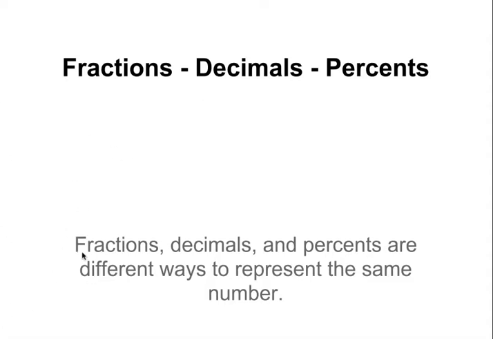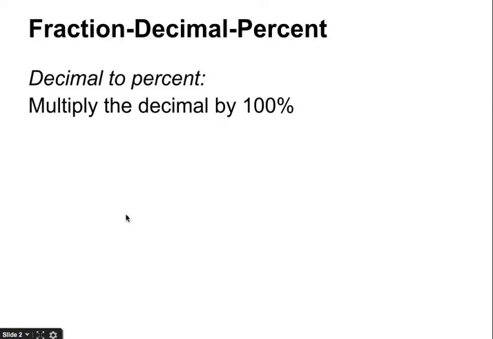Okay, so let's start. The first thing we want to talk about is how we're going to turn a decimal into a percent. The main thing we're going to do is multiply the decimal by 100%. We can do this and it will stay the same because 1 is equal to 100%, and if you multiply anything by 1, it stays the same number. It stays itself because of the identity property.